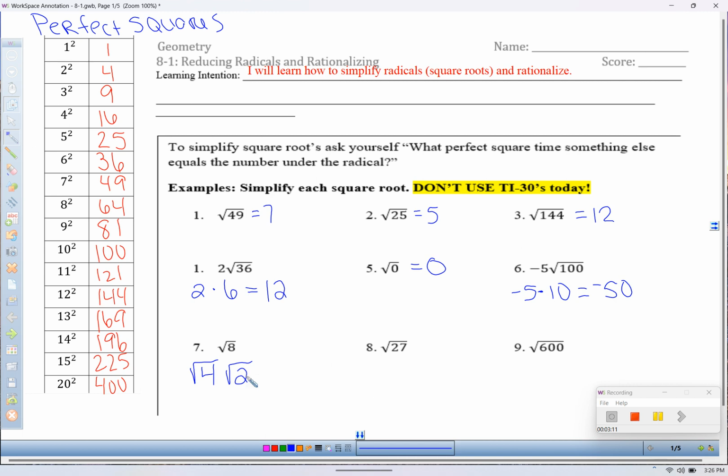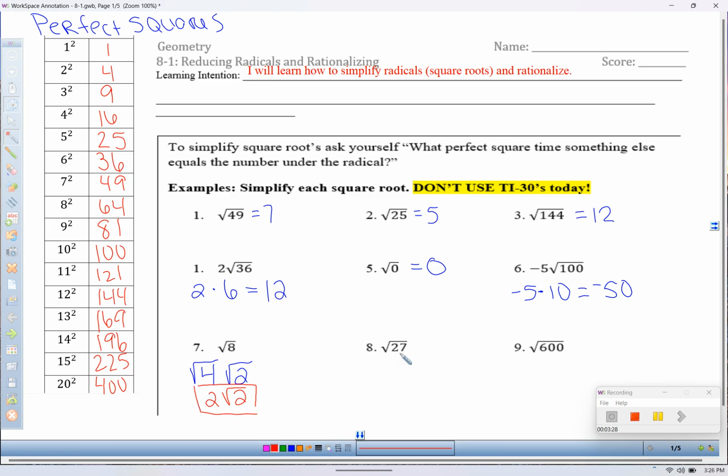Okay, and now I'm going to see if I can simplify this a step further, and I can. I can take the square root of 4 and get 2. And there's nothing else I can do with the square root of 2. I can't square root it. It doesn't come out good. It can't be simplified anymore. So my answer is simply 2 times the square root of 2.